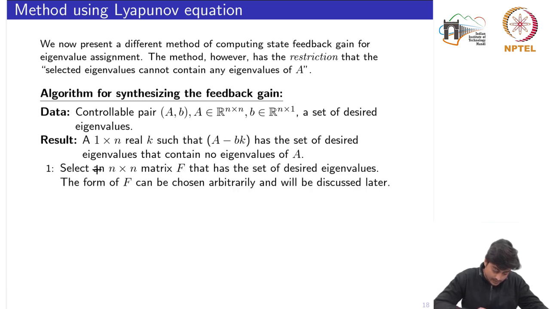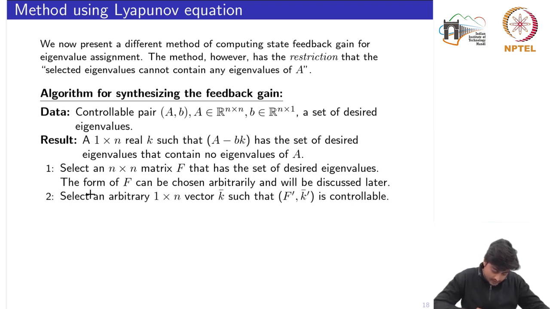So the first step is we select an n cross n square matrix F that has the set of desired eigenvalues. Now the form of F can be chosen arbitrarily, and we'll be discussing it after the justification, that what F matrix you can select. The second step is select an arbitrary 1 cross n vector k bar such that the pair F transpose and k bar transpose is controllable.